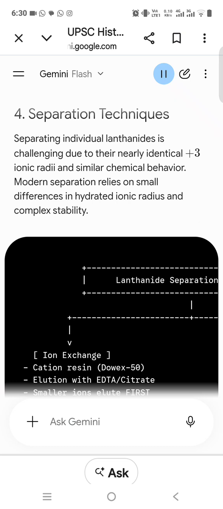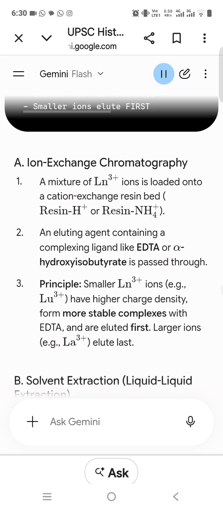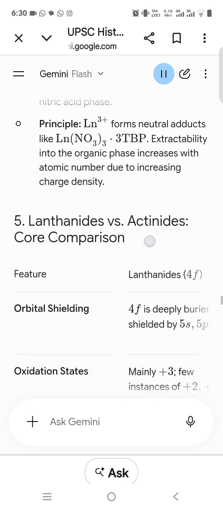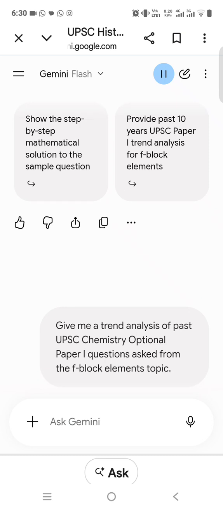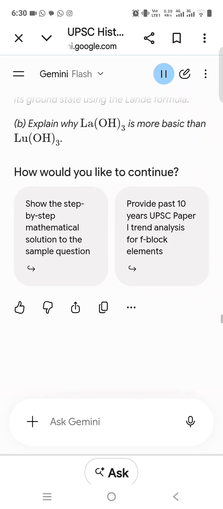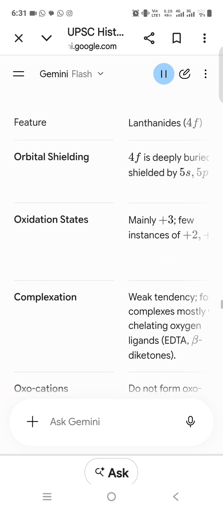5. Lanthanides versus actinides. Core comparison. Feature: lanthanides, 4f; actinides, 5f. Orbital shielding: 4f is deeply buried, shielded by 5s and 5p; 5f is less deeply buried, extends further outward. Oxidation states: lanthanides mainly +3, with few instances of +2 and +4; actinides variable: +3, +4, +5, +6, +7, due to the low 5f-6d energy gap.